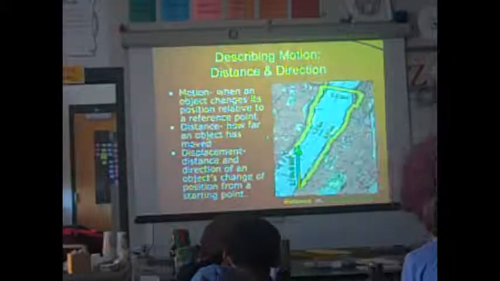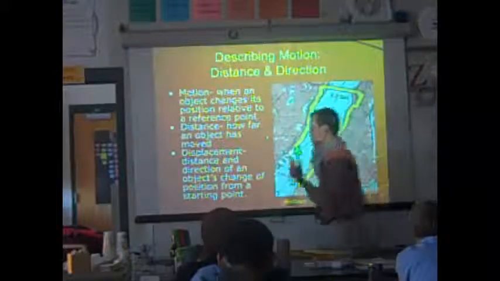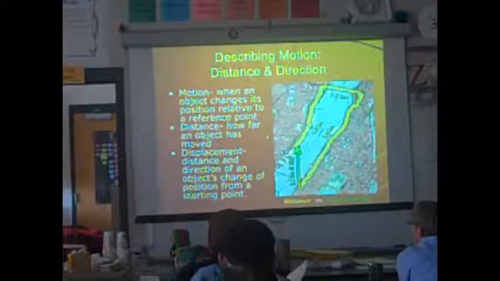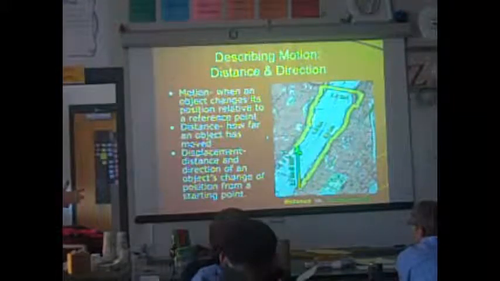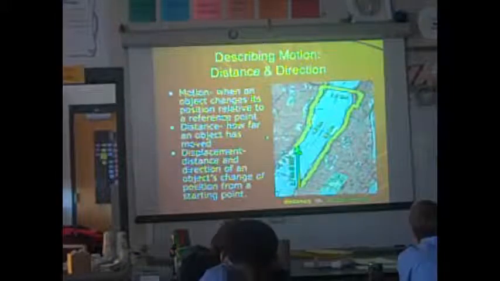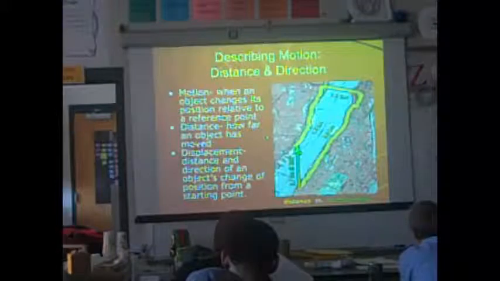So distance is how far an object is moved. Displacement is the distance and direction an object changes position from a starting point. All right, and this is the key difference. Distance is the total ground that you've covered. Displacement is how far you've gone from where you started.